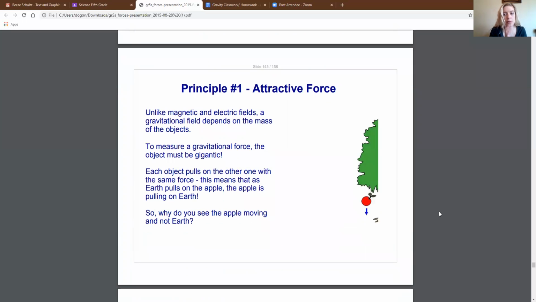Okay, this goes a little bit more into that principle number one, attractive force. So unlike magnetic and electric fields, a gravitational field depends on the mass of the object. To measure a gravitational force, the object must be gigantic. Each object pulls on the other one with the same force. This means that if Earth pulls on the apple, the apple is pulling on Earth. So why do you see the apple moving and not the Earth? Okay, so we can look at that.